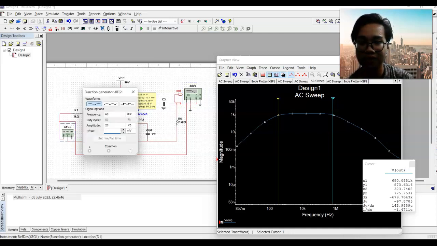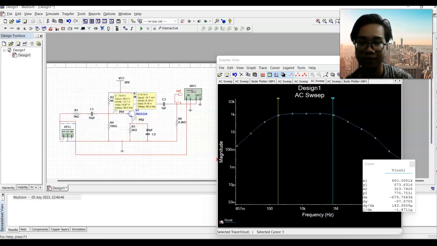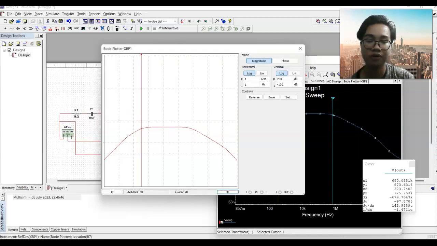The function generator we use for now is the frequency of 16 and amplitude of 20. Then we move on to the Bode plotter to get the low frequency response. The value that we get from this Bode plotter is 324.538 Hz.